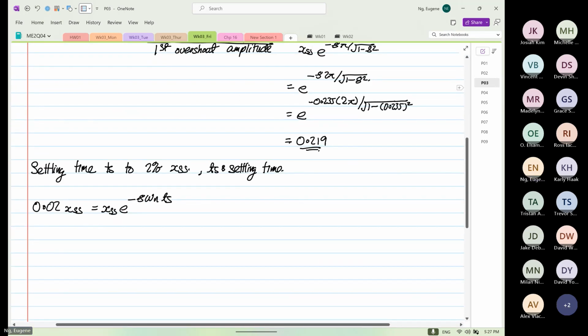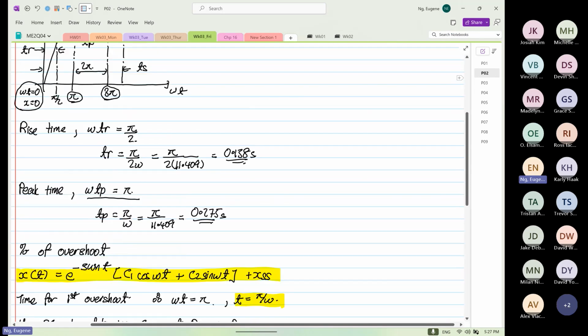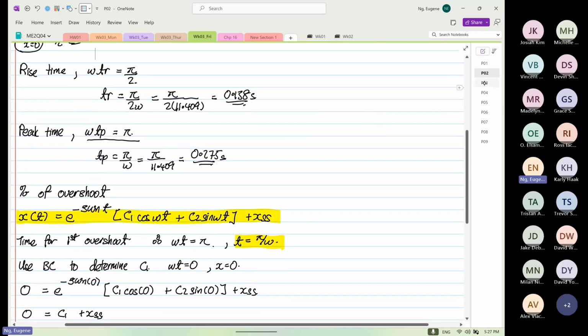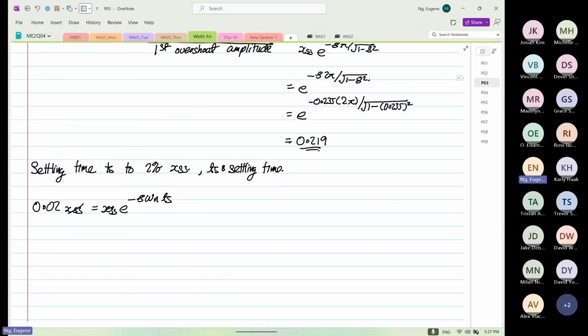Okay, I forget, is that omega n or omega? On zeta, I have to go back to my function again. Is zeta omega n. Okay, so from here, we can get rid of XSS. Okay, so you do natural log on both sides. So this is equal to minus zeta omega n TS. Okay, so natural log of 0.02 is minus 3.912.